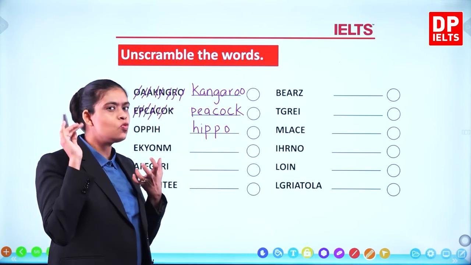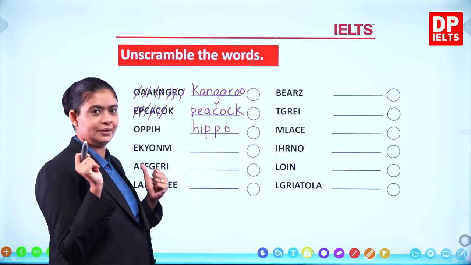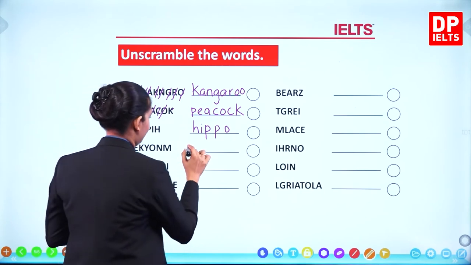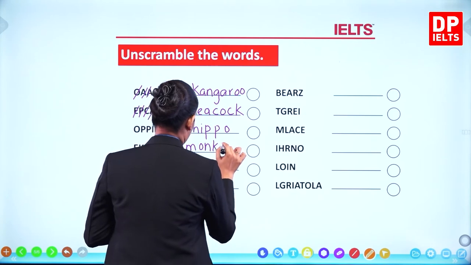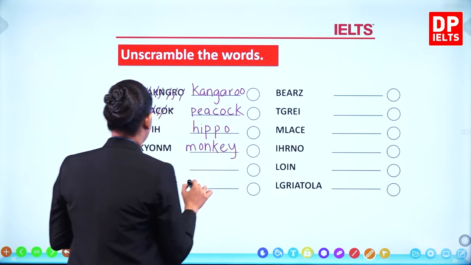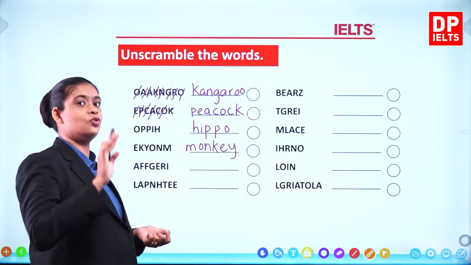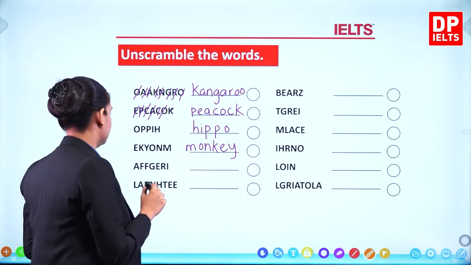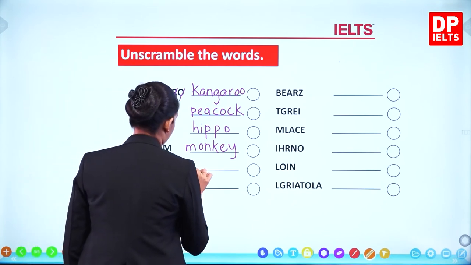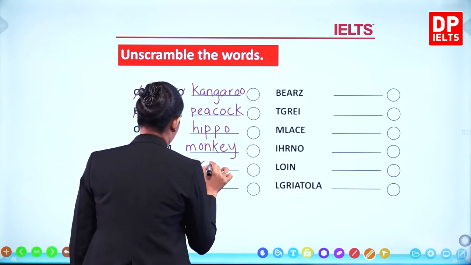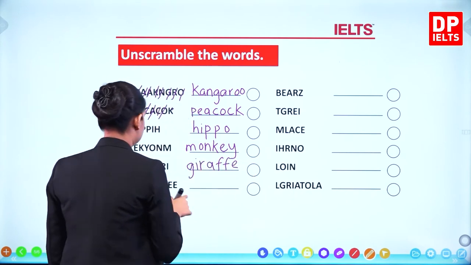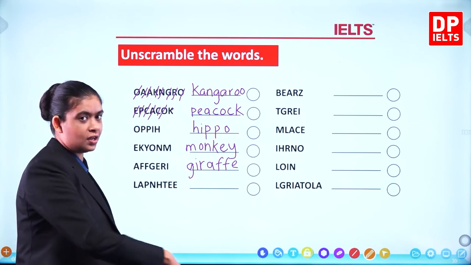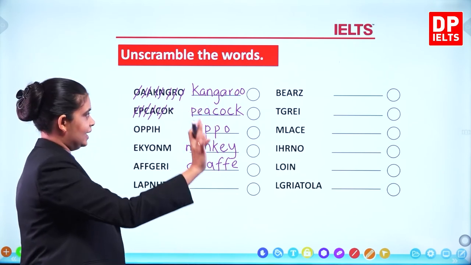This one. Who's this little animal? We call it a monkey. Okay. Monkey. Next, we have a very tall animal. Who is that? Giraffe. Next. It's got a trunk up and down. Elephant.